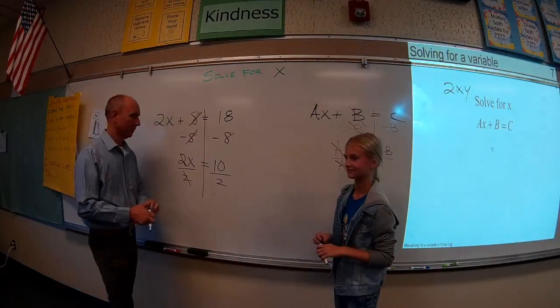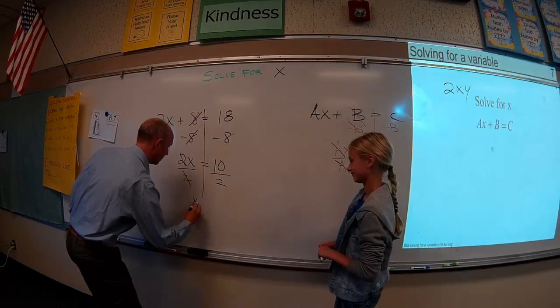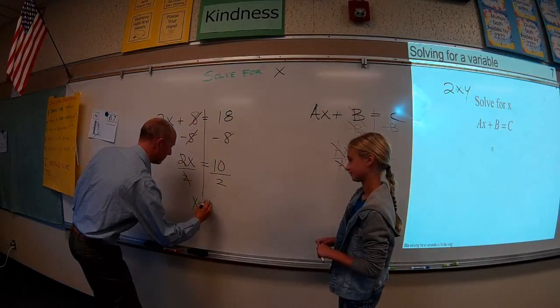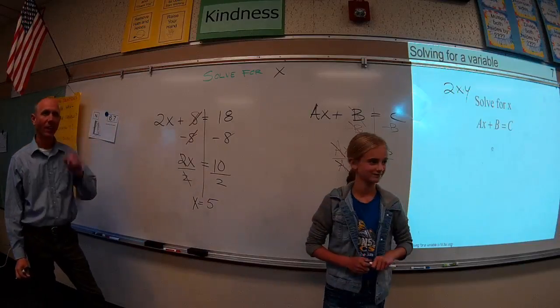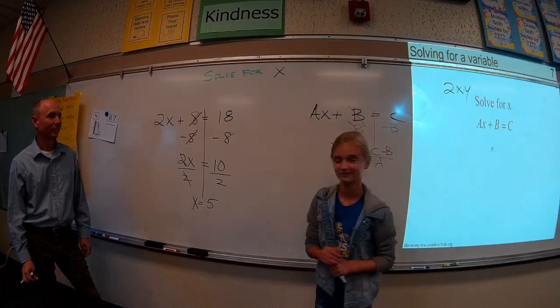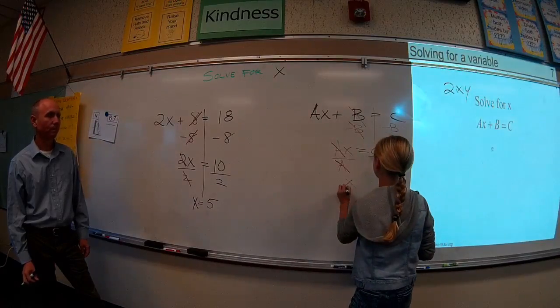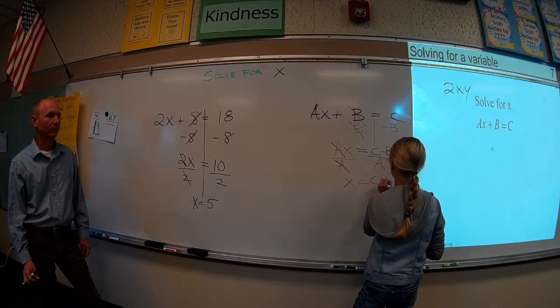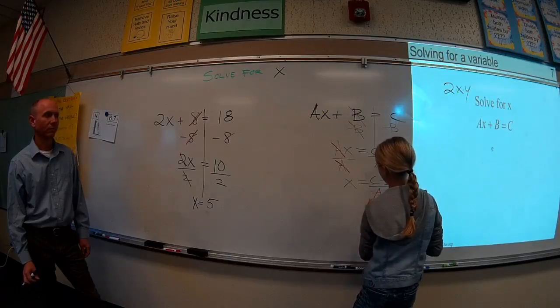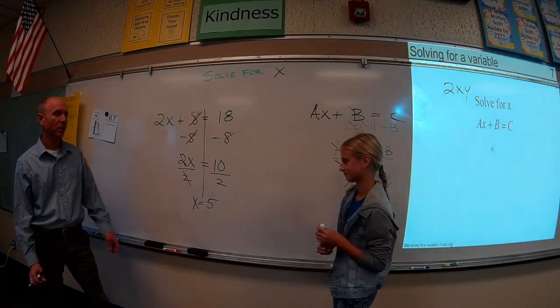Alright, now we have x is equal to 10 divided by 2, which equals 5. And x is equal to c minus b over a. Perfect. Beautiful. This is your answer.